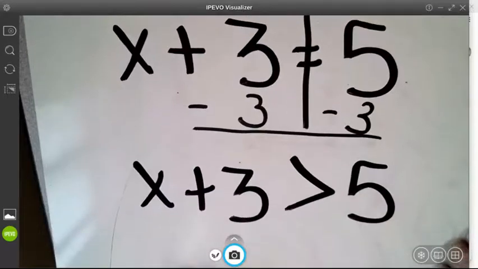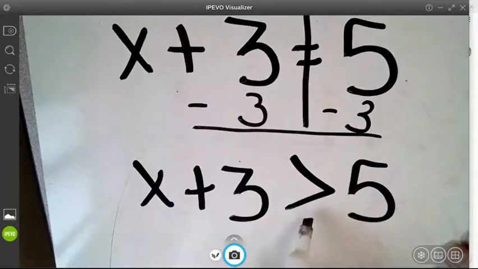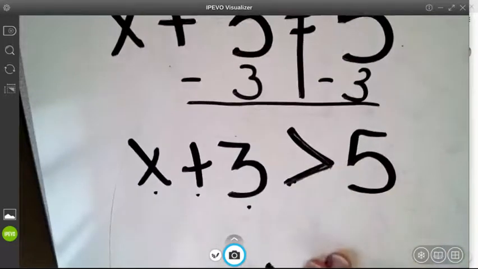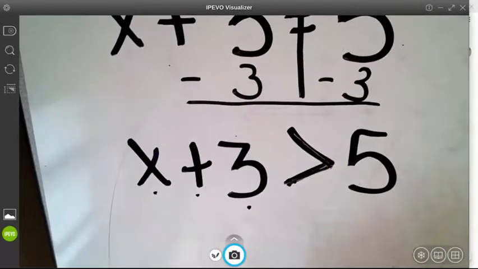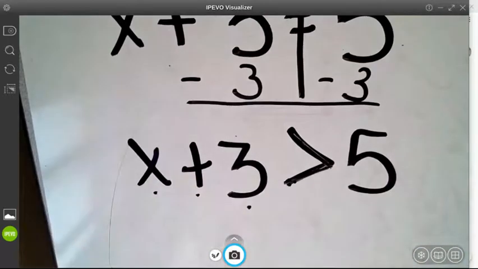But now today we're going to change the sign and go from this equal sign to this sign. And this is called a greater than. I would read this like this: x plus 3 is greater than 5. And then I have kids say, I know what it is. The answer is 4, because 4 plus 3 is 7, and 7 is greater than 5.